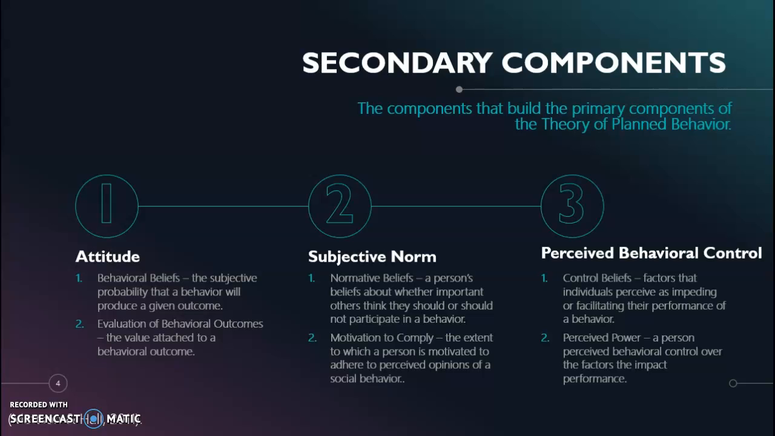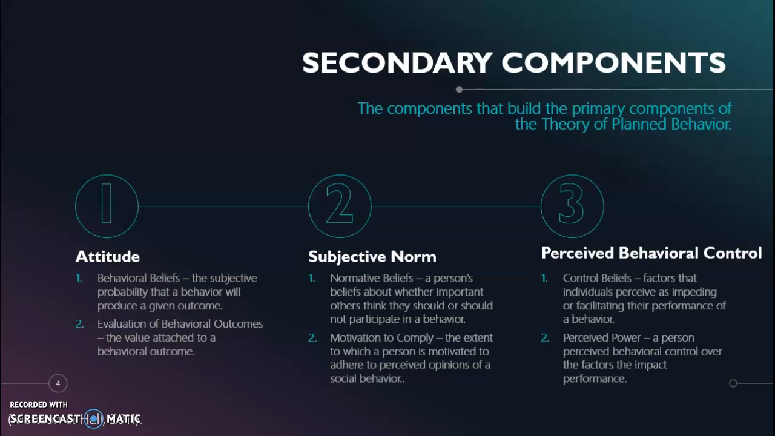A person's subjective norm is made up of their normative beliefs and their motivation to comply. The normative beliefs are a person's beliefs about whether important others think that they should or should not participate in a particular behavior. Their motivation to comply is the extent to which this individual is motivated to adhere to these people's perceived opinions. In short, how much do their perceptions of what their important others think influence them?